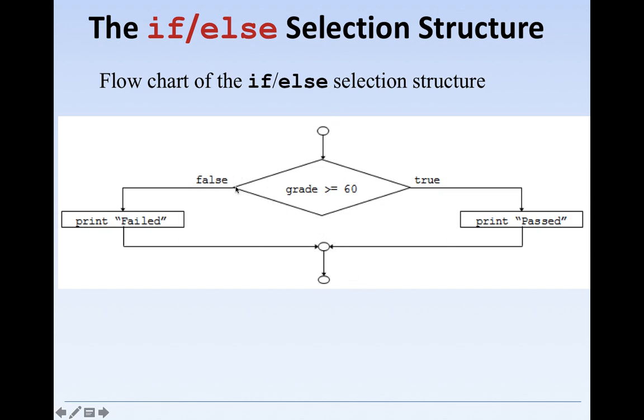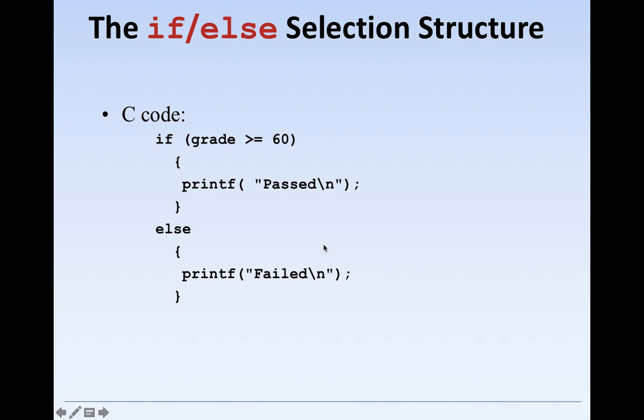If there's no else, then this would be just connected. If it's false, it's just connected to the next statement. So this is a C code. If grade greater than or equal to 60, printf passed, else printf failed. Okay. So this is if else.